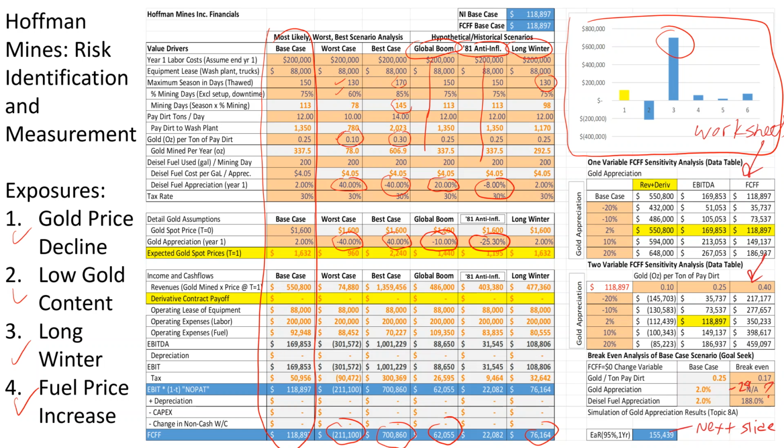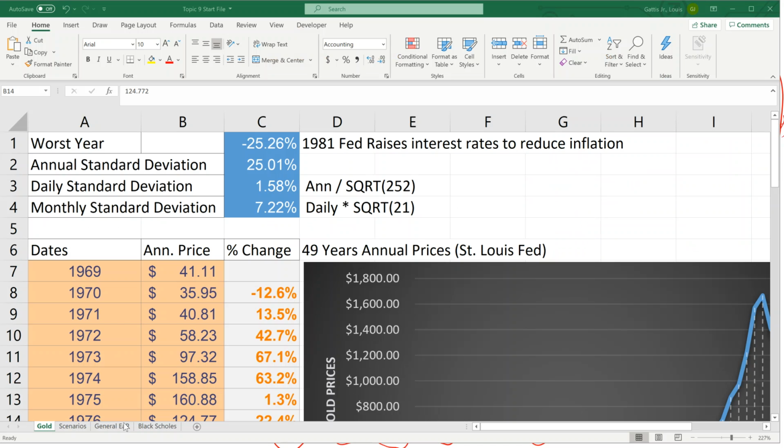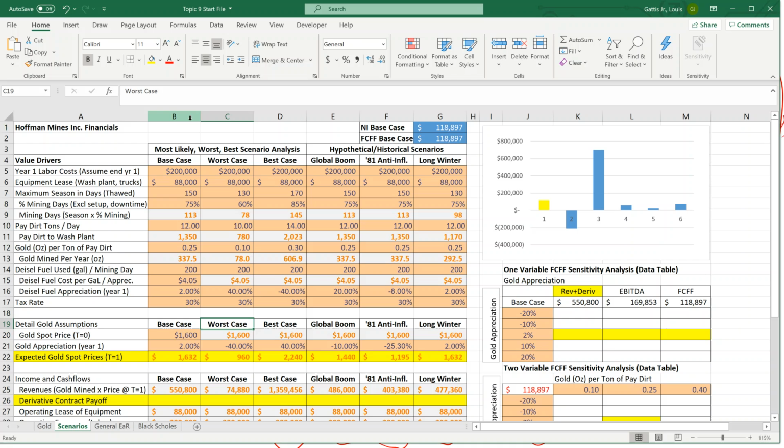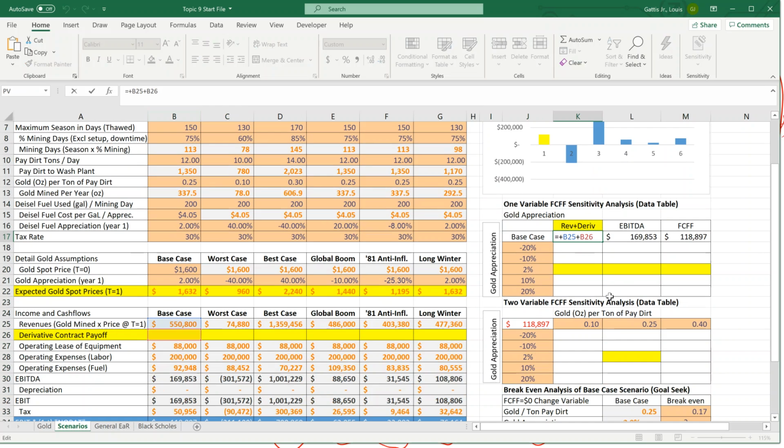So next thing I like to do is to use tables to do 1 and 2 variable sensitivity analysis. So I'm going to go to the spreadsheet. I'm going to click on scenarios. And you can see that my base case is in column B, all the values. And over here I have a data table starting in, what is that, I-15. And what I have here is I have links to the base case revenue, EBITDA, and free cash flow.